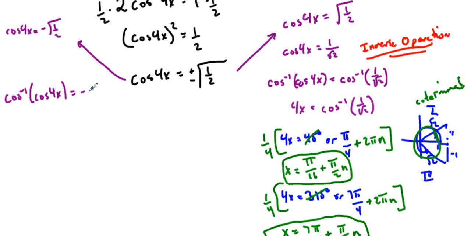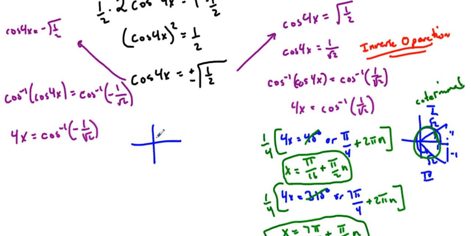Our inverse cosine of the quantity negative 1 over the square root of 2. Now we have 4x, because these will cancel out, left with the inside 4x, which is going to be the inverse cosine of negative 1 over the square root of 2. Now, cosine, where is cosine negative? Well, cosine, if you recall, is negative where x is negative, and that's in the second quadrant and also the third quadrant.